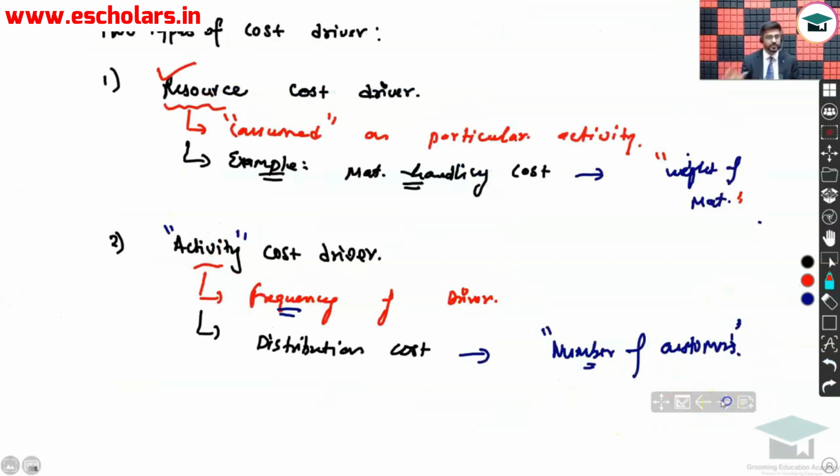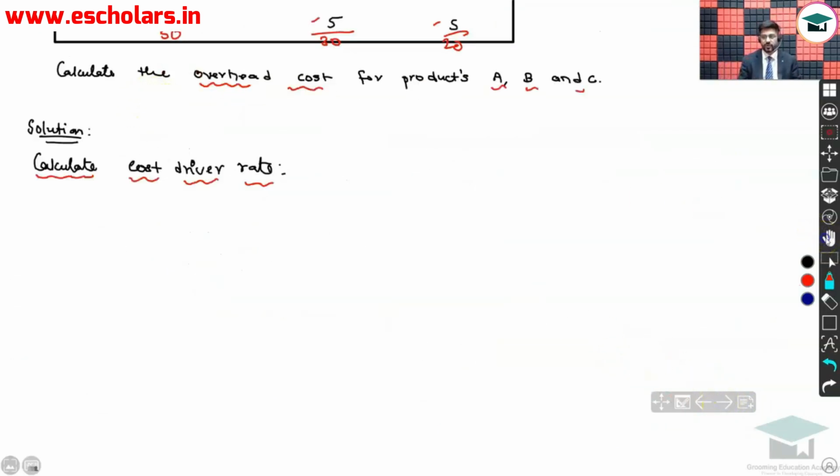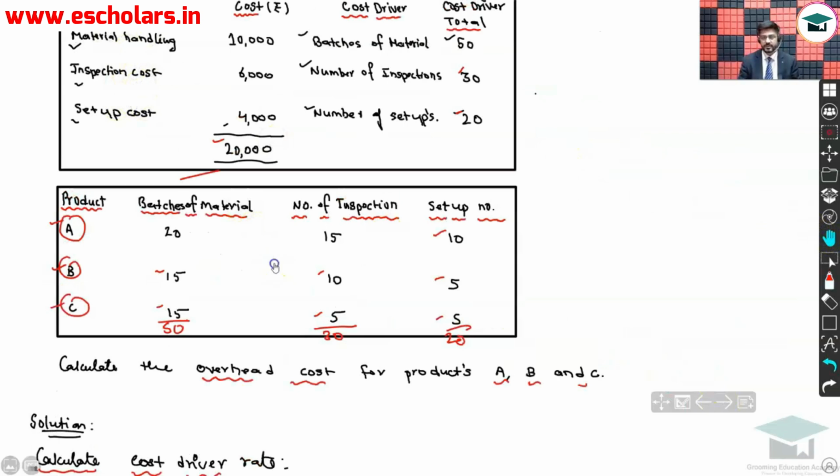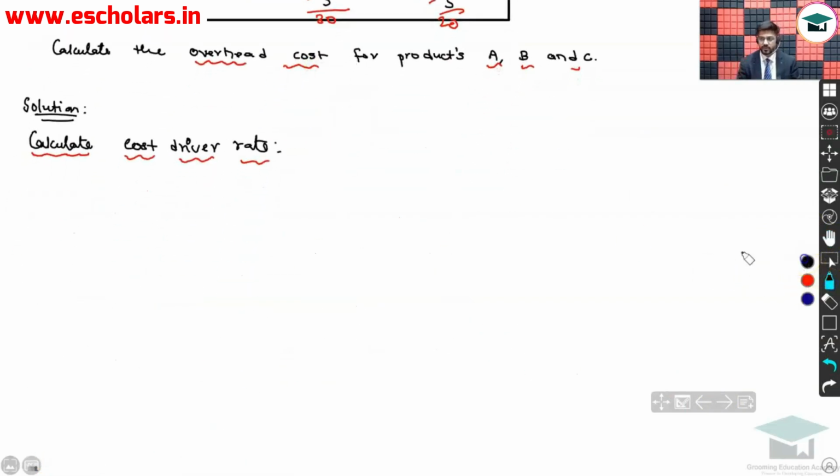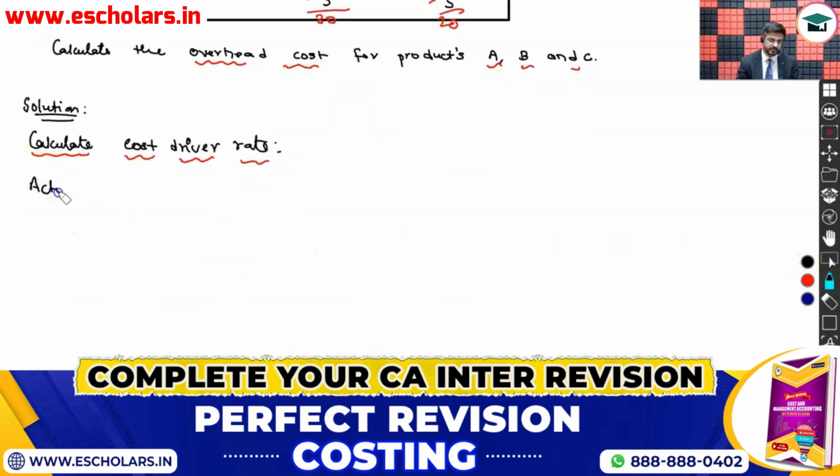Now same thing we are going to do here in this example for these three activities. Pay attention how I am solving this. First I will write what is my activity, then I will write the cost of that activity, then the cost drivers total of that activity, and then I will calculate the cost driver rate for that activity. So let's solve this. Do not write anything. Once I am done, then only you can write down.